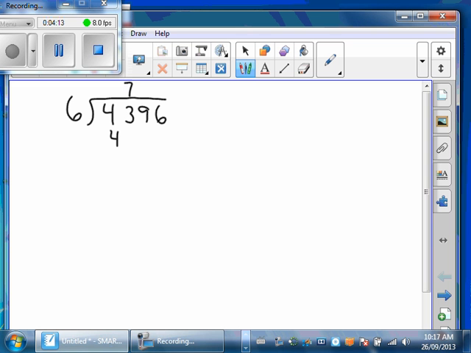7 times 6 is 42. Subtract, we're left with 1. Now here's the dilemma that we run into. Students take a look and they see, hey, there's a 9 left over and a 6 left over, and I want to drag both of them down, obviously. And that is incorrect. We can only grab one number at a time and drag it down.